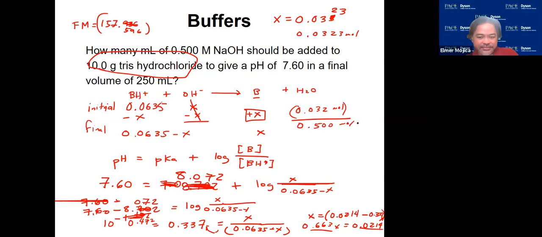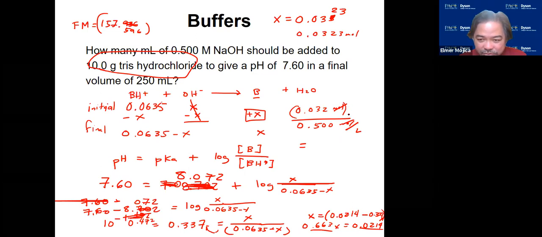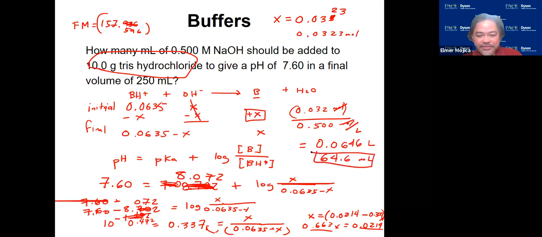Does this make sense? Yeah, because we set the 0.032 equal to 0.5 over x, and then you just rearranged it. You cancel the moles and you have the 1/1 per liter. So this will give you around this value. So what does it mean? You're going to get 64.6 ml, add it with 10 grams of Tris buffer, and then dilute it to 250 ml.